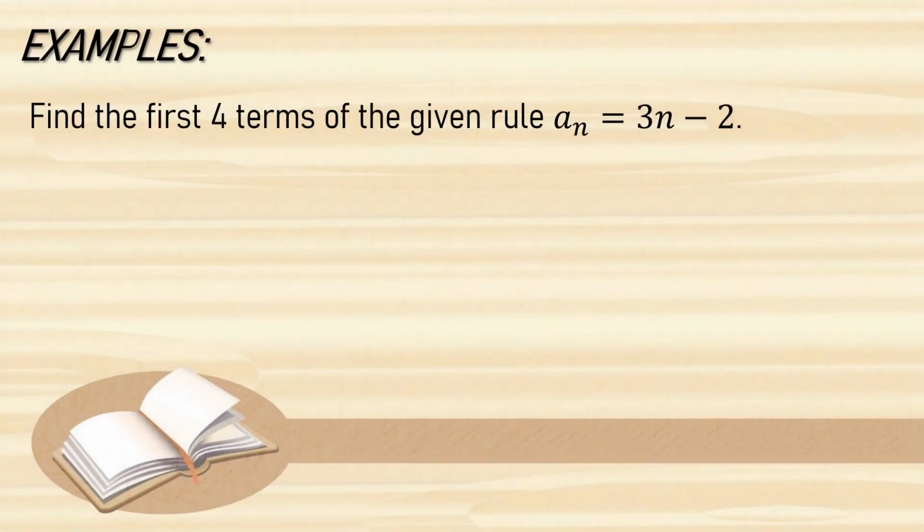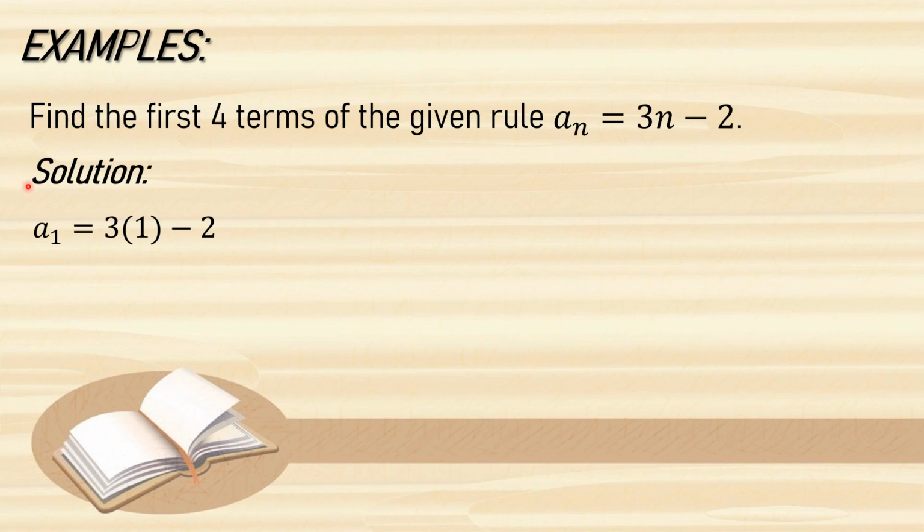Next example, find the first 4 terms of the given rule, a sub n is equal to 3n minus 2. So kung mapapansin nyo, meron tayong given formula dito or meron tayong given variable which is n, and then walang nakalagay na given sequence. So ang gagawin natin para mahanap natin yung first 4 terms is we have to substitute the numbers 1, 2, 3, and 4 doon sa variable n. So let us now proceed on the solution.